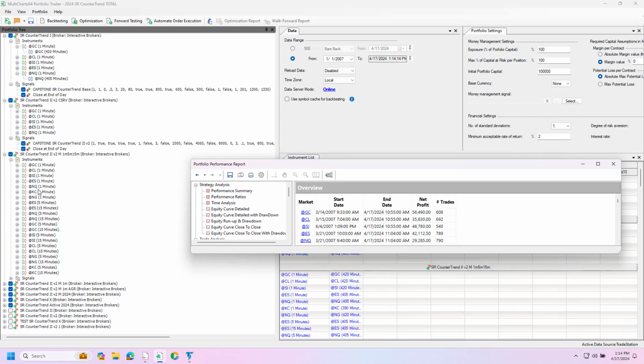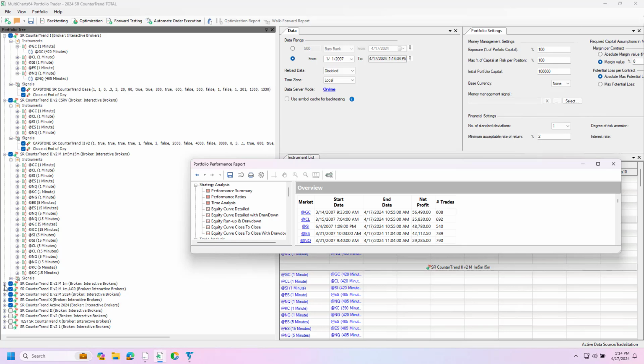Gold, crude oil, silver, S&P, Nasdaq, coffee, natural gas, and then you have the 5 minute versions of each of those: S&P, Nasdaq, gold, silver, crude oil, natural gas, and coffee. So 1, 5, and 15 minute versions for 1, 2, 3, 4, 5, 6, 7 markets.